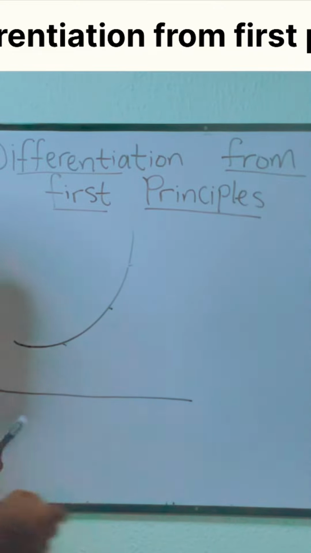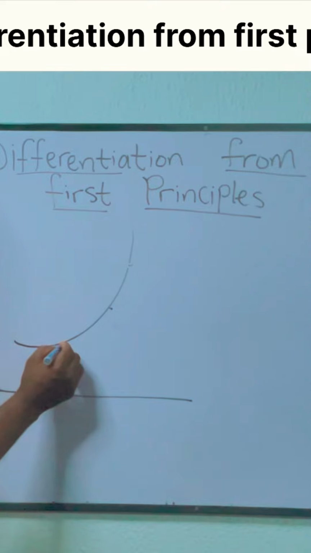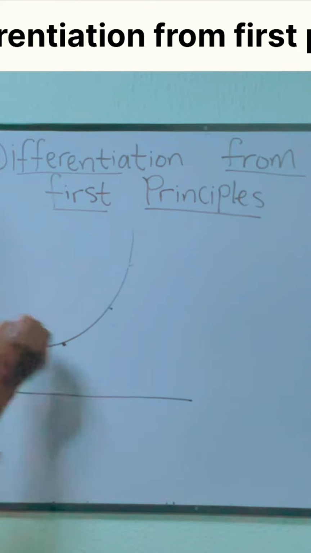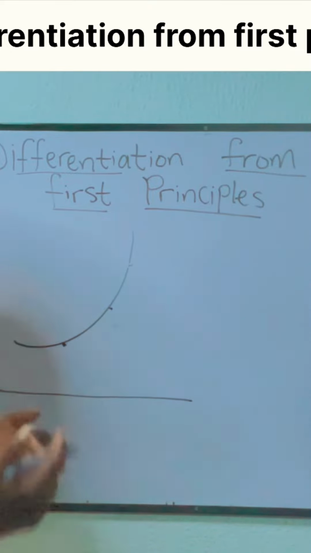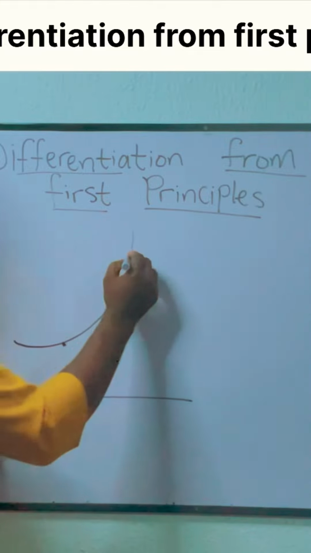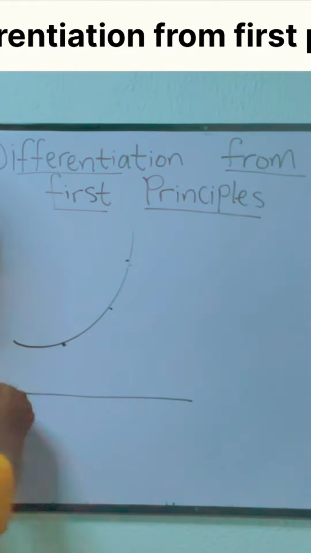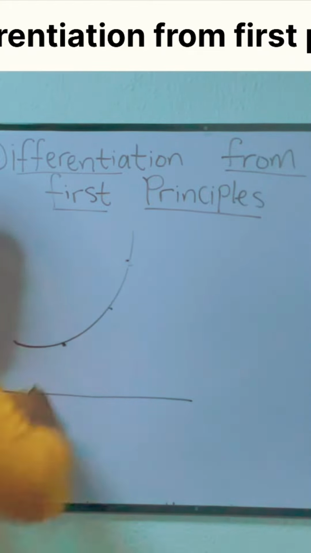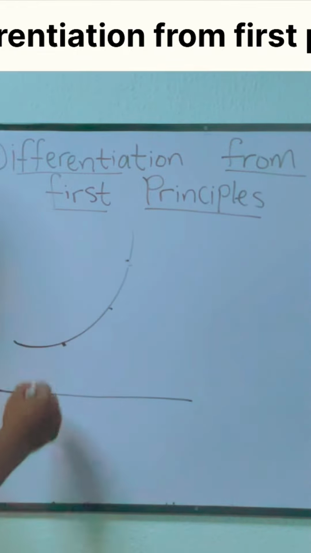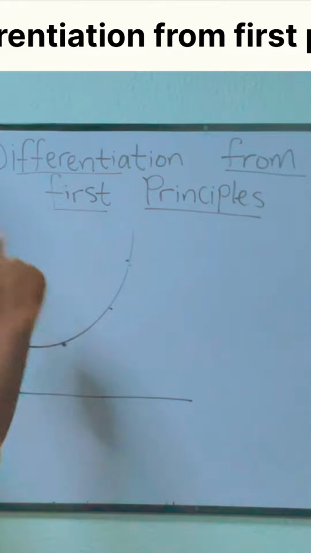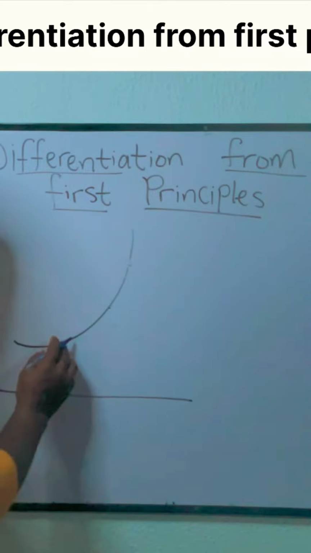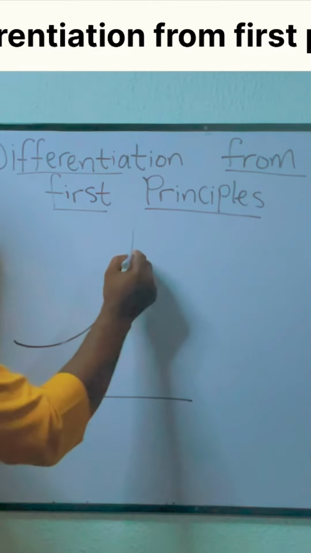So let's say we wanted to find the slope at this point, all right? We'd make it easier for ourselves by making another point and drawing a secant, that is a line that crosses any 2 points on a curve, all right? By drawing that line and finding out the slope using that line. So we have something like this.